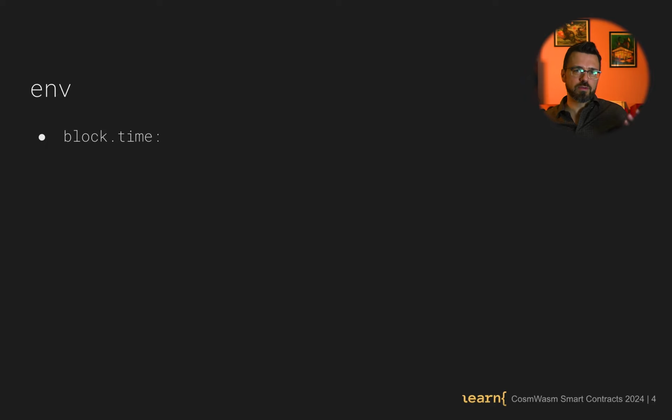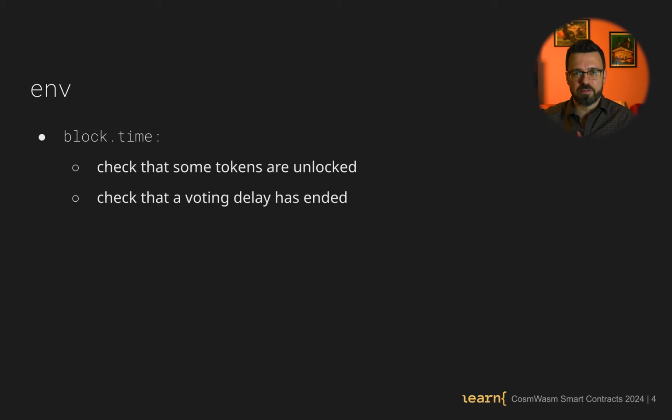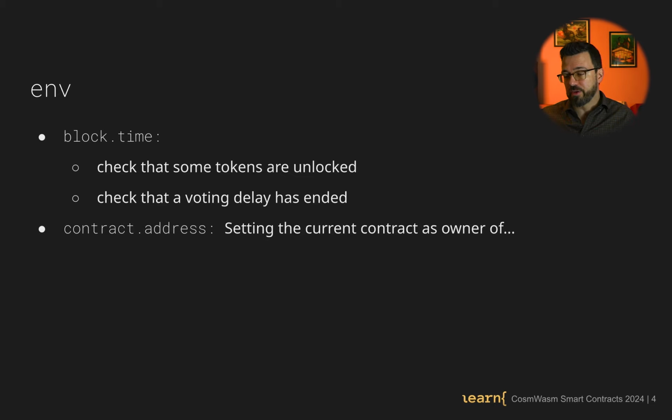The most common uses of ENV are block.time, which is a time-stamped object that you can process however you'd like. It's seconds since epoch, like you're probably used to in most platforms. And you can check that some tokens should be unlocked by now, for example, or check that a voting delay has ended. The vote had an end time, or like an expiration time or an execution time, something like that on it. And you can check whether that's ended or not.